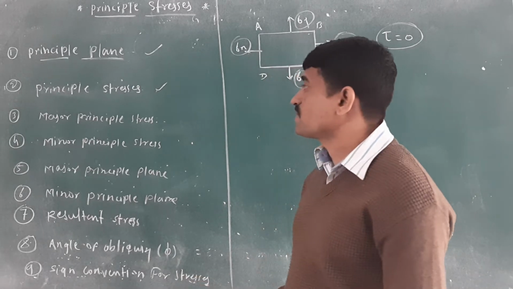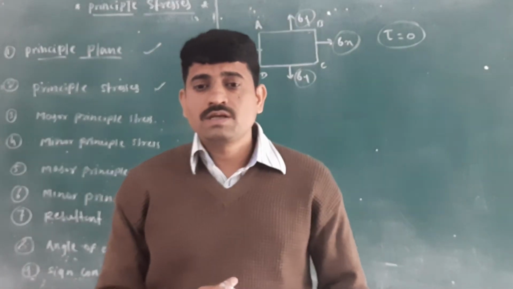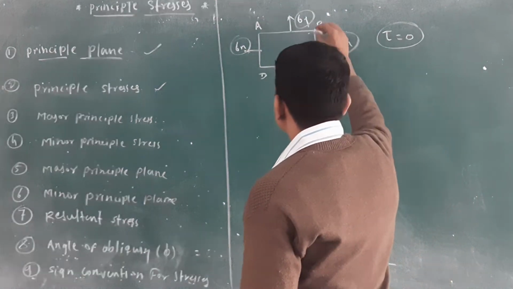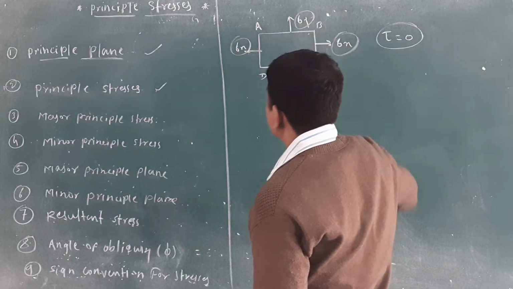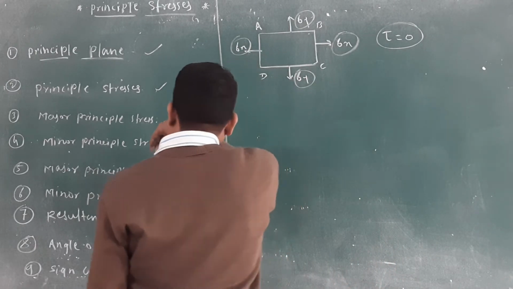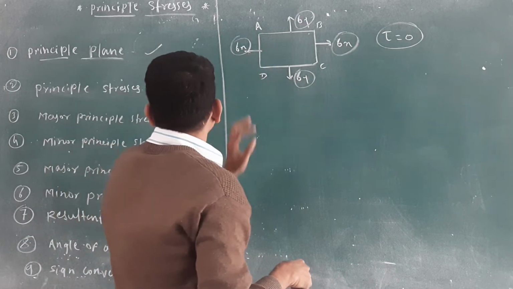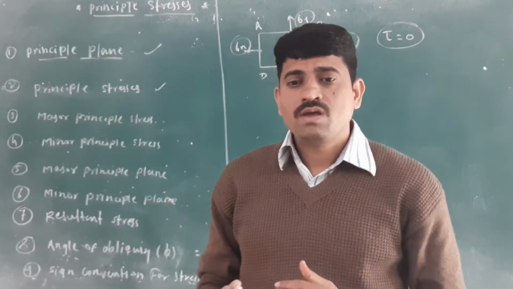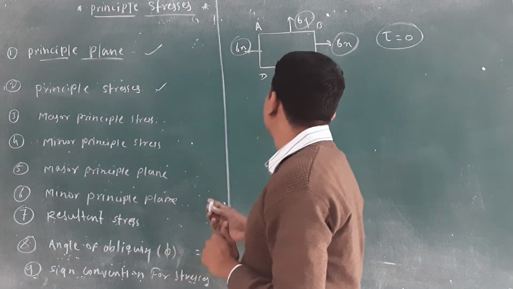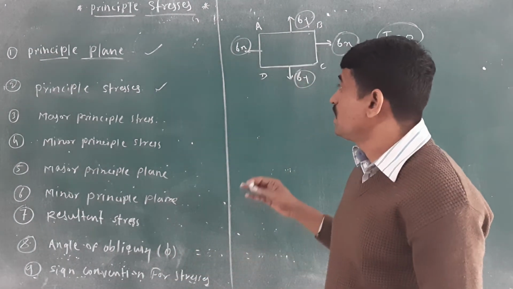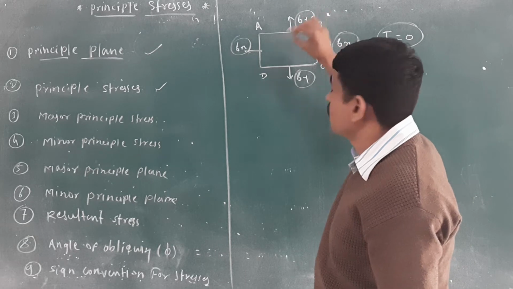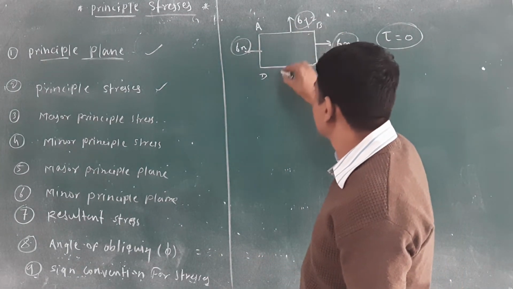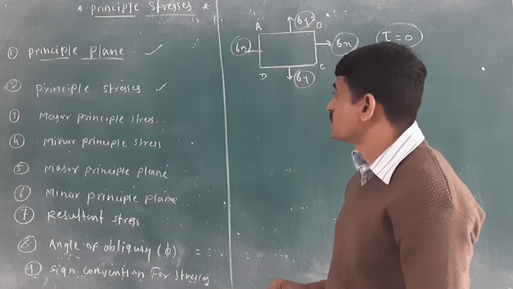Then second is the principal stresses. What is meant by principal stresses? Yes, anybody? The magnitude of the normal stresses acting on the principal plane is called the principal stresses. Means you are given some value of the normal stresses, and that value acts on the principal plane. You have to consider any one principal plane.